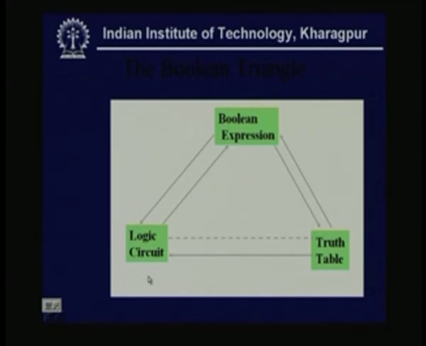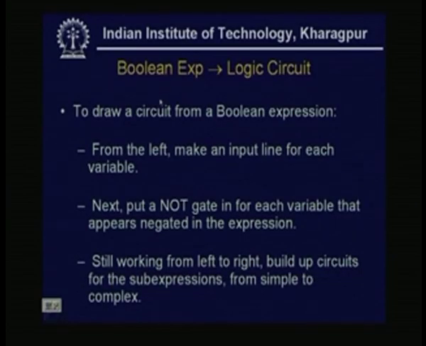Now, one by one we will see, first, if the logic circuit is given, how we can write the Boolean expression and the truth table. Then we will see if the expression is given, how we can draw the logic circuit and the truth table. If the truth table is given, how the Boolean expression and the logic circuit can be written. First we see Boolean expression to logic circuit.